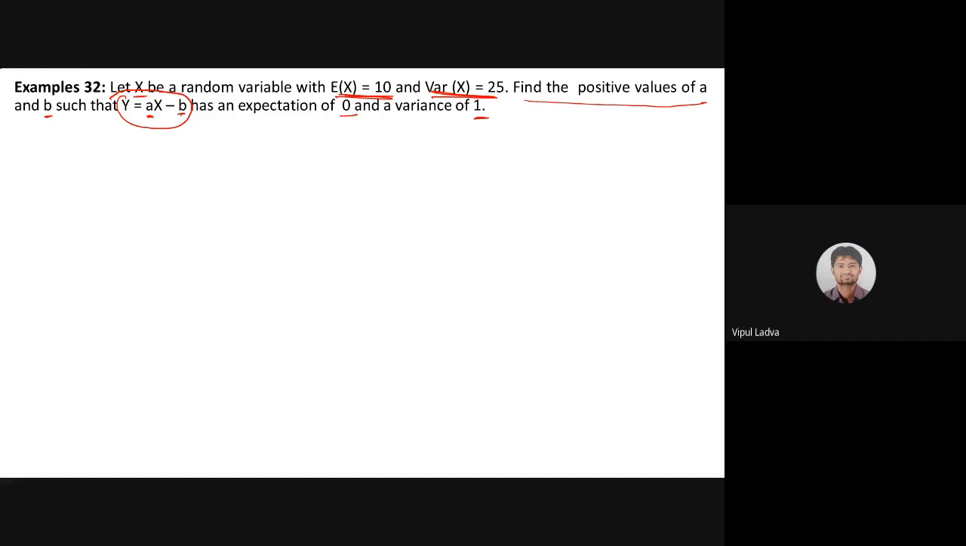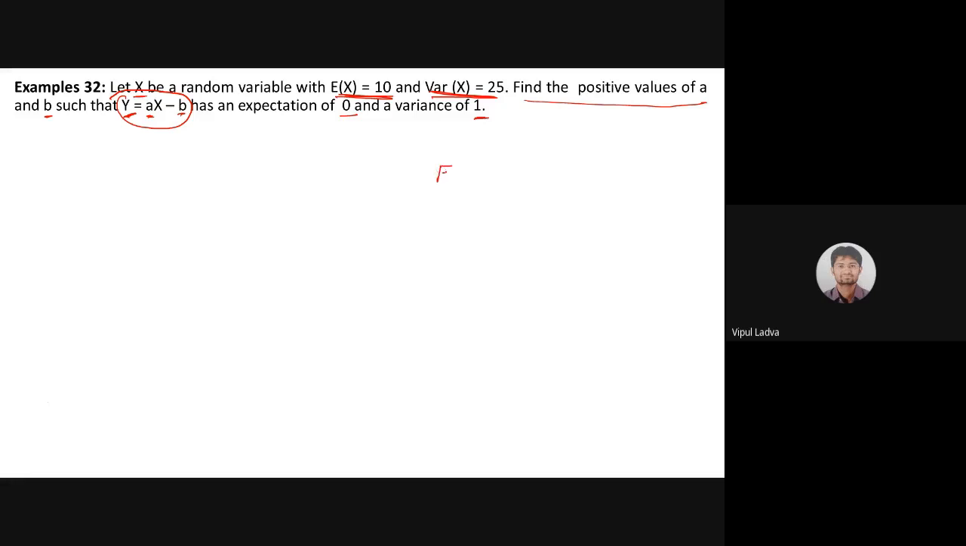This is a new random variable y, and we need to identify a and b in such a way that ax minus b will have expectation 0 as well as variance 1. That means what we are looking for?